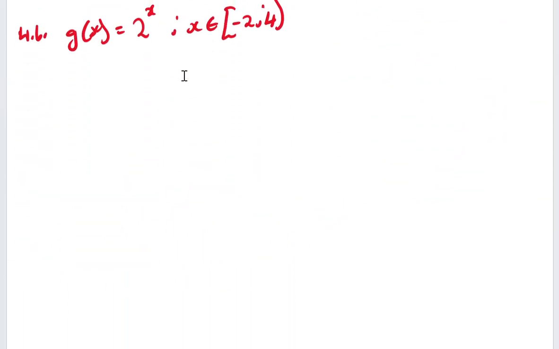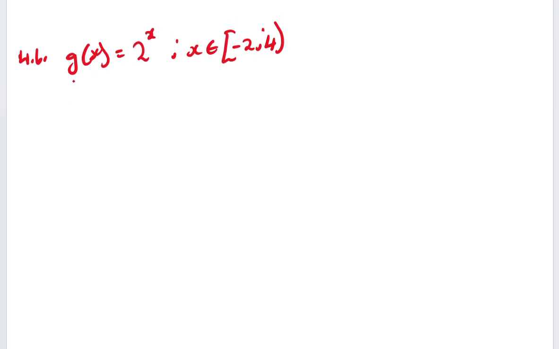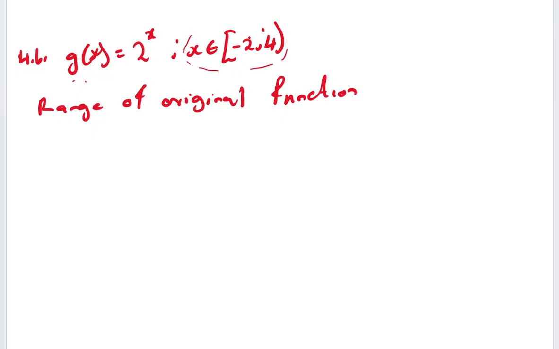If you want to write down the domain of the inverse, first find the range of the original function. The range of the original function is what? We say y is an element of... now we are substituting. We take this minus 2 and substitute it here, and you get 1 all over 4. Then we take this 4 and substitute it here, and we get 16. And then y is an element of all real numbers between these. So you got the range of the original function.